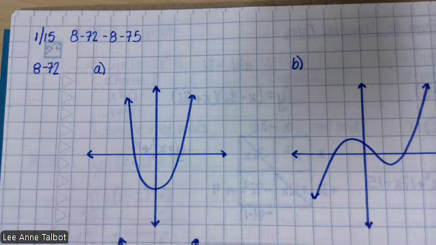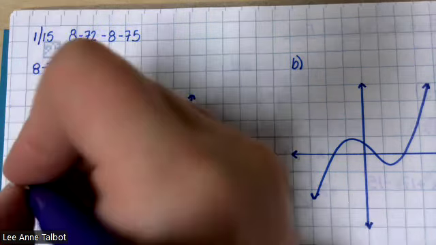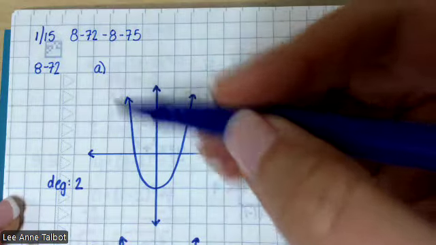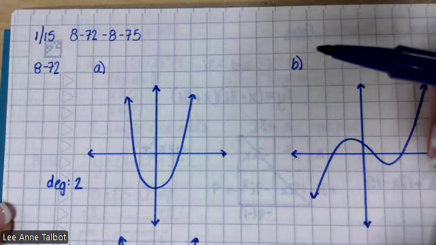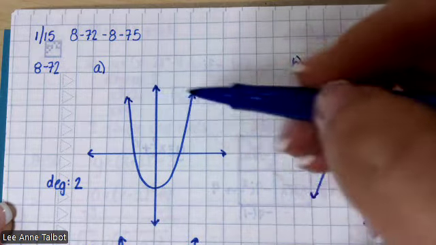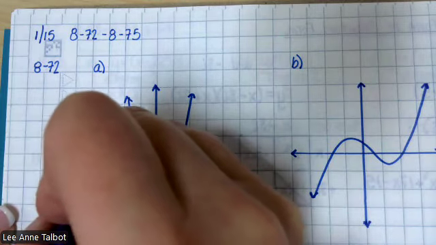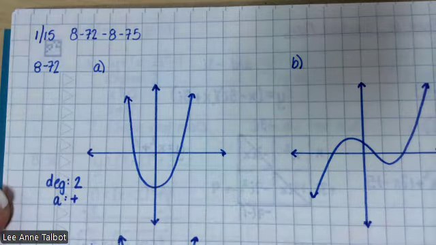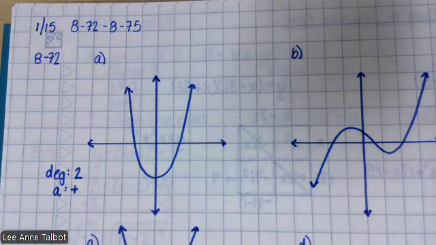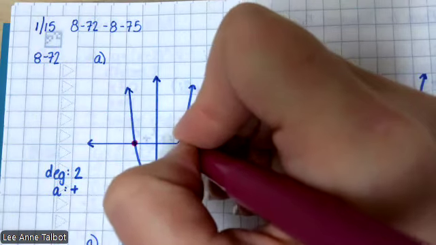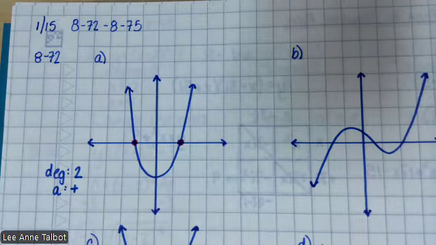Okay. So first thing I'm going to ask you is for A, what is the degree for A? 2. Why is it degree 2? 1, 2. Okay. Both arrows are pointing up, so is A positive or negative? A is positive. Okay. Mark the roots.